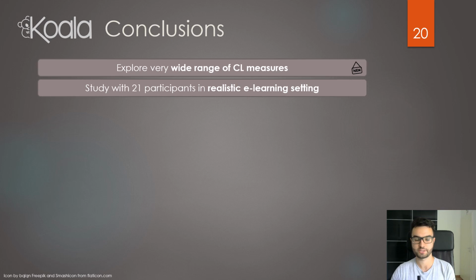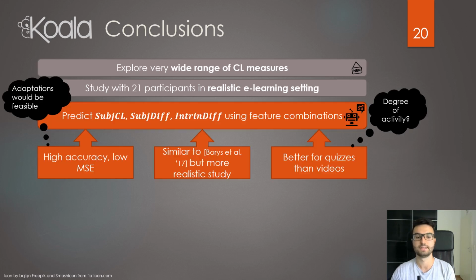So, to conclude, we explored a very wide range of cognitive load measures in a rather realistic e-learning setting with videos and quizzes and 21 participants, where we tried to predict subjective cognitive load as well as subjectively assessed difficulty and the intrinsic content difficulty, so whether it's a high school or a university content, where we were able to achieve a high accuracy and a low mean square error, so many adaptations from the literature might be possible in practice. We also saw that findings achieved in some more artificial arithmetic calculation tasks could be replicated in this more realistic setting here.